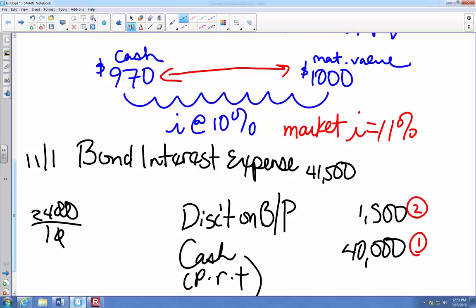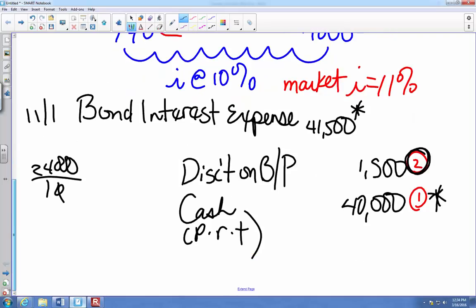And you should see why the amount of the money that I sent in the checks is different from the amount that goes through my P&L. Because this discount is being amortized over the life of the bond. So that was the day that I actually sent the checks.